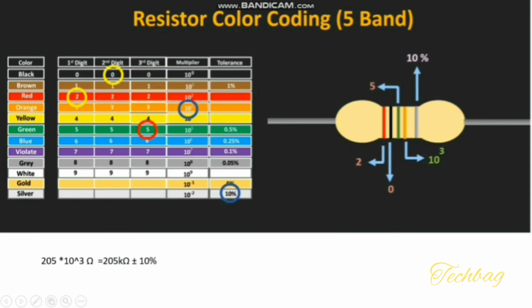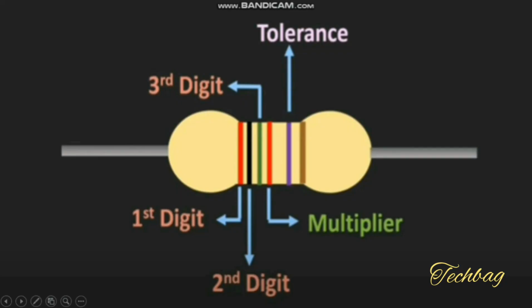Next one, the tolerance band. Here it is silver color. For silver color, the tolerance value is plus or minus 10%. So finally you can write the resistor value with tolerance as 205 kilo ohm with plus or minus 10% tolerance. Next one is a 6 band resistor. Here the first 3 bands represent the 3 digits of your resistance value.